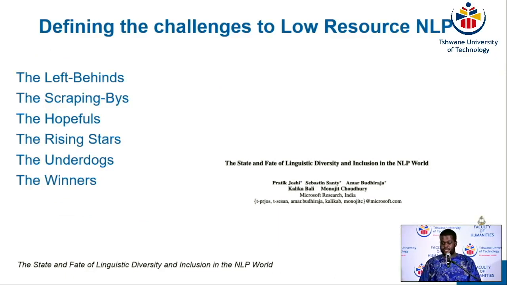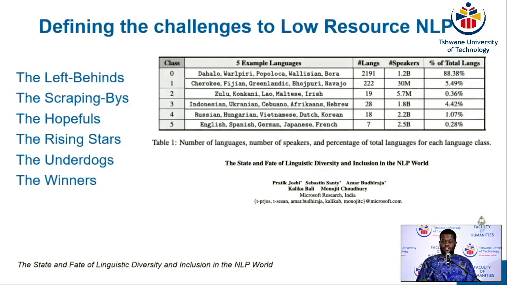Right? There's a very nice paper here on the state of linguistic diversity in the natural language processing world, and they categorize each language in there. So going from a class zero, where there's nothing, you're left behind, all the way to the winners, who are your English, your Spanish, your French, your Japanese. And it's a very good tool to understand where your languages are, and they give indications of really what some of the work that has to be done.